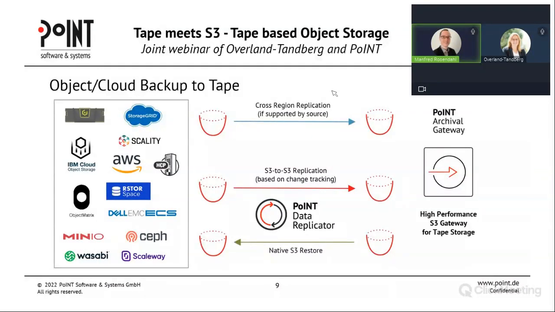And more powerful is the solution for data replicator, which provides an S3 to S3 replication. The standard option works with any S3 object store, and it checks for new objects at regular intervals and then transfers them to tape.